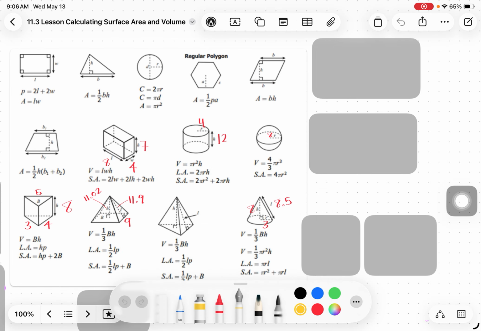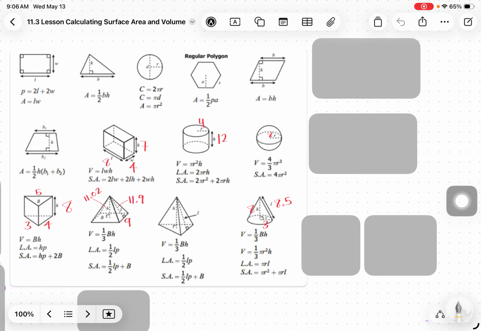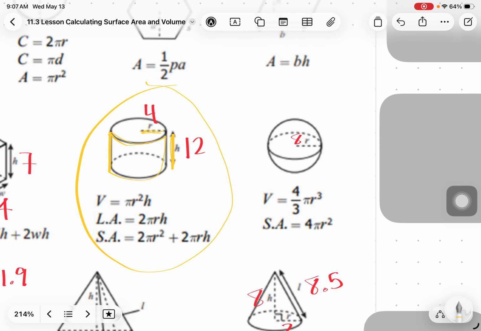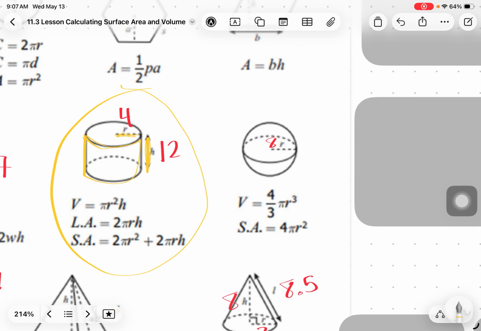I will start with the cylinder. So a cylinder has a volume, of course. It has a lateral area. It's that space there between the top and the bottom. The tops and the bottoms are called bases. They're circles, and so they have a radius, and we have a height. So in this example, I'm giving you the height. That distance between the two bases is 12, and the radius is 4.